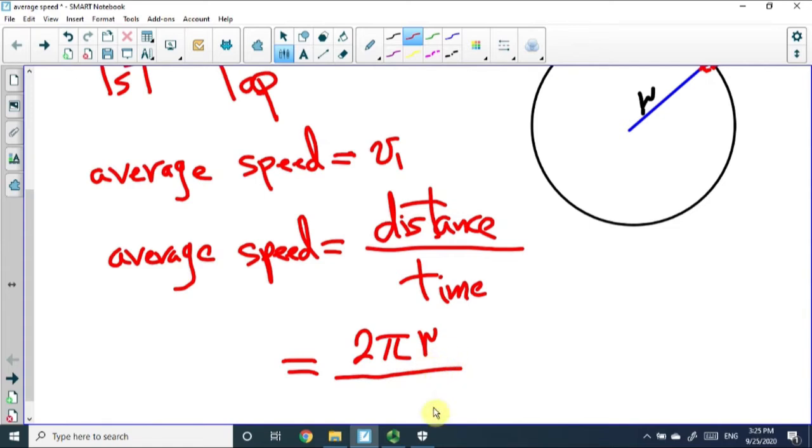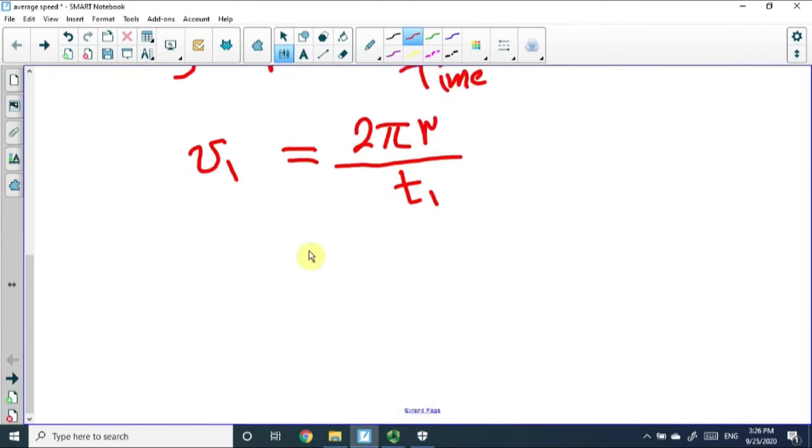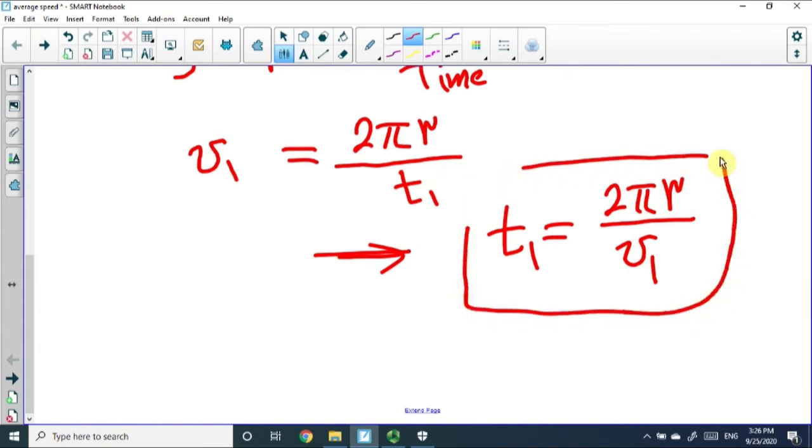Now, we don't know that, so we're going to keep it as unknown, and let's call it T1. So that's the time it takes the car to travel the first lap. And the answer will be v1, which is the average speed, which is the same as the speed, because it's constant. So we got this relationship. And from this, we can also write it in a different way. Let's take time to the other side. So T1 will be 2 pi r divided by speed v1. So we got this relation, which relates the time of travel to the distance, the circumference, and the speed.